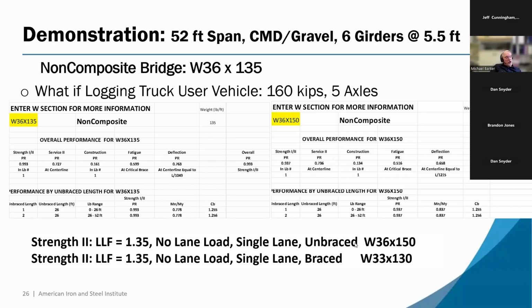If I consider it unbraced, it comes out to be a 36 by 150. Boom, I'm done. I've got the difference. It goes from a 36 by 135 up to a 36 by 150 because of that logging truck. But if I also say it's braced, like I did in the last example, it goes from a 36 by 135 down to a 33 by 130 because that bracing helps with lateral torsional buckling during construction and during the final state.